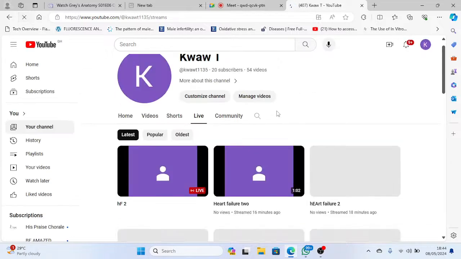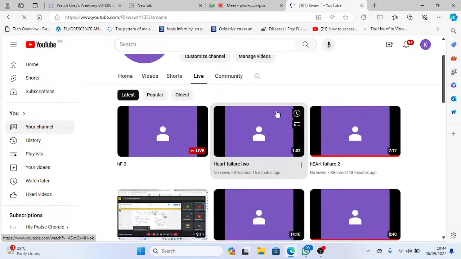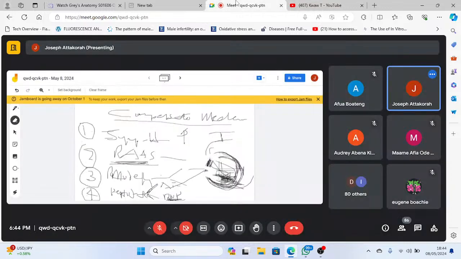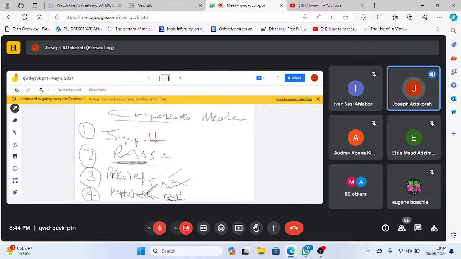Please, is it clear up to this point? Yes or no? So any other compensatory mechanism?